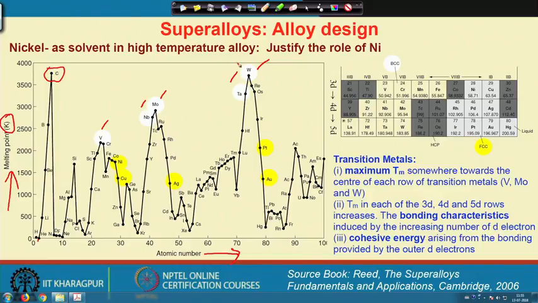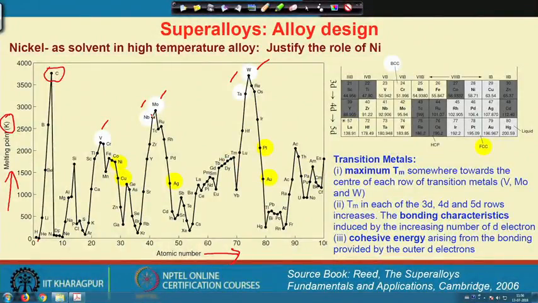So, what is common? Yes, these are all BCC elements. BCC has a lower activation energy required for diffusion. On the other hand, BCC has higher melting temperature. So, which one should be chosen, or which one should be given more preference for high temperature material?